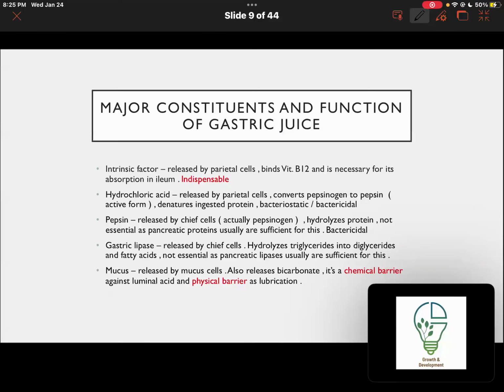Okay, so now we have the major constituents and function of the gastric juice. We already talked about the constituents of the gastric juice, the first four, earlier. So now we'll go into a little bit of detail about them. The intrinsic factor is released by parietal cells, and it binds vitamin B12. It's necessary for the absorption of vitamin B12 in the ileum.